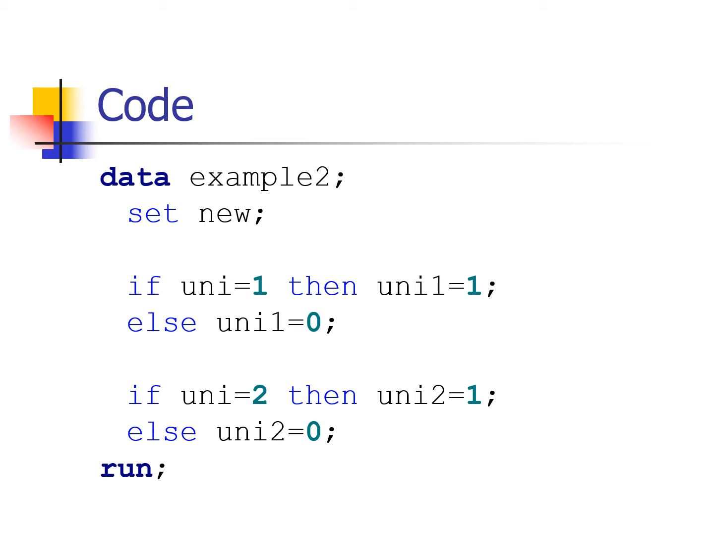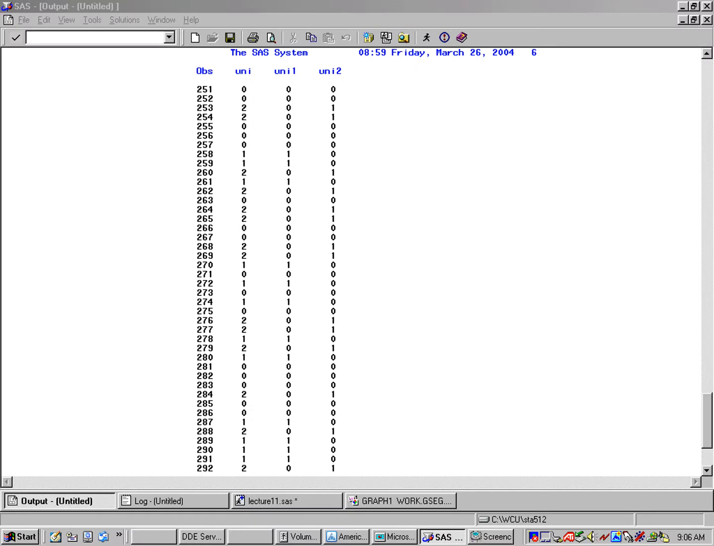Here's the fixed code. All right, Uni 1 is Penn State, yes or no? Uni 2 is Temple, yes or no? Again, this is just a little bit of output to convince us that you really do only need 2 of them. Look at observation 251. They're from Westchester. We can see that from the uni variable. And so their uni 1 is 0 and their uni 2 is 0. Basically, if they're not from Penn State and they're not from Temple, then that means they have to be from Westchester.